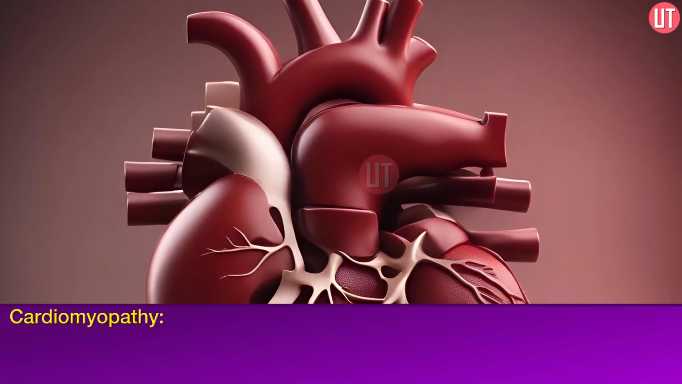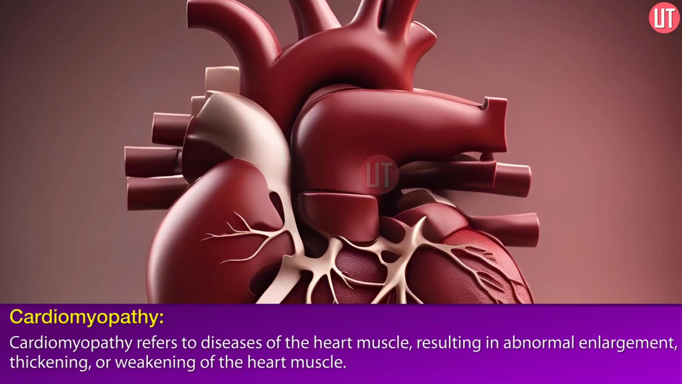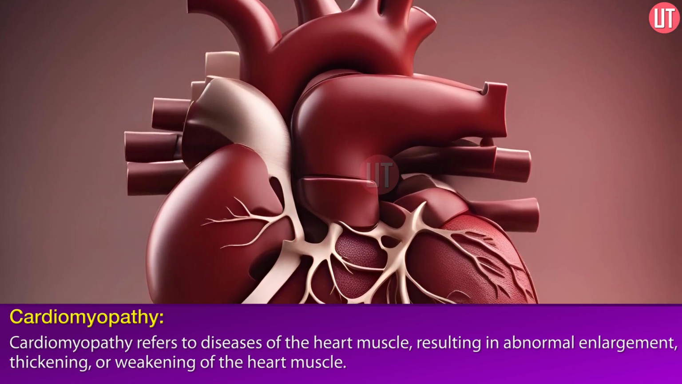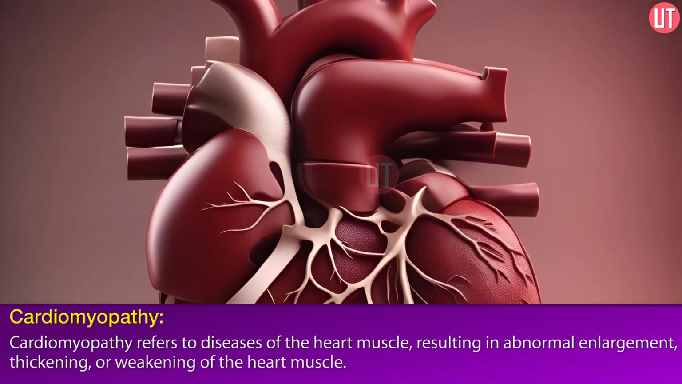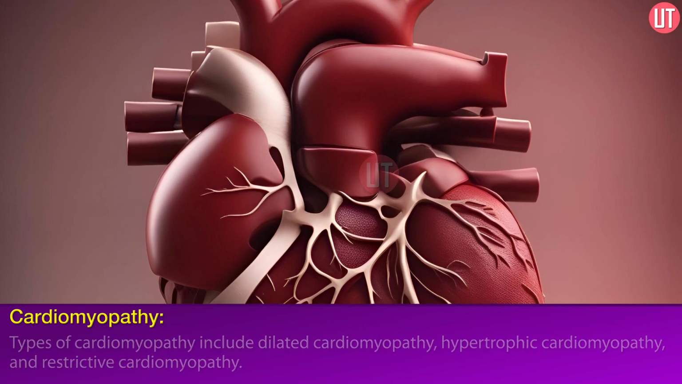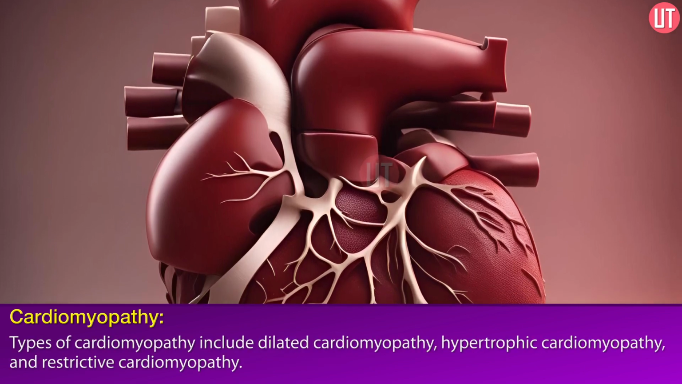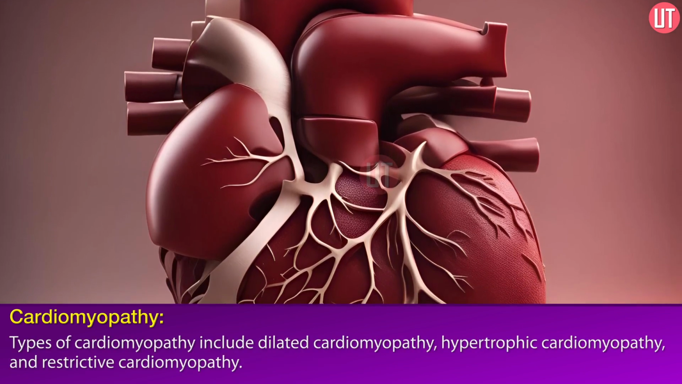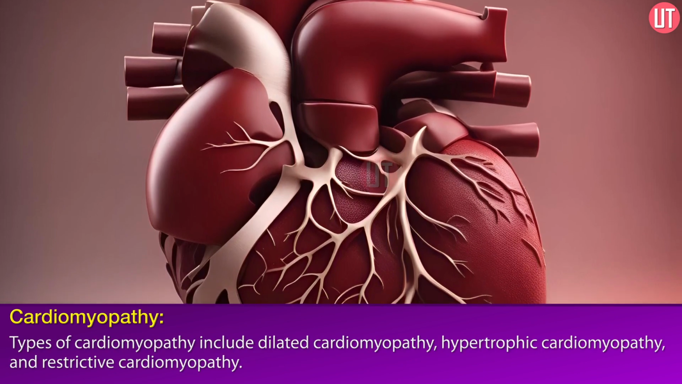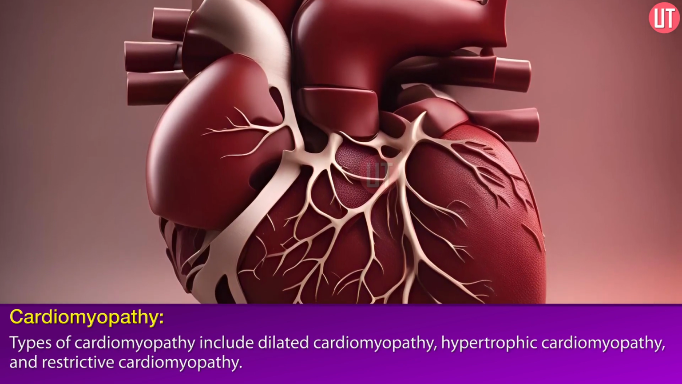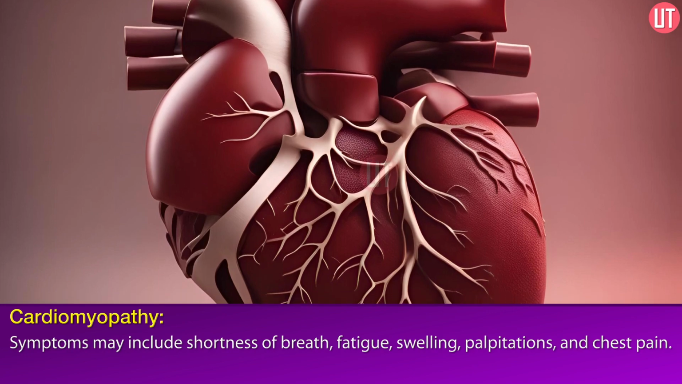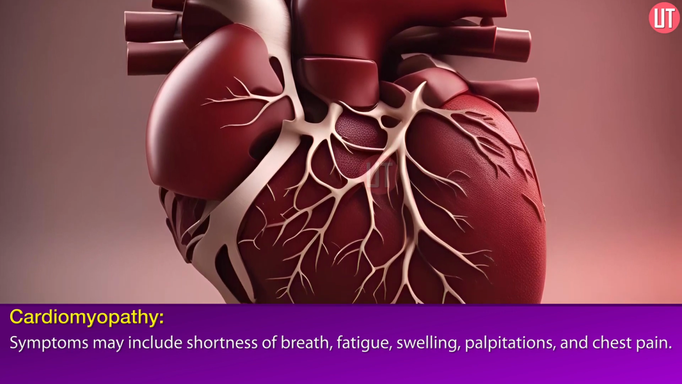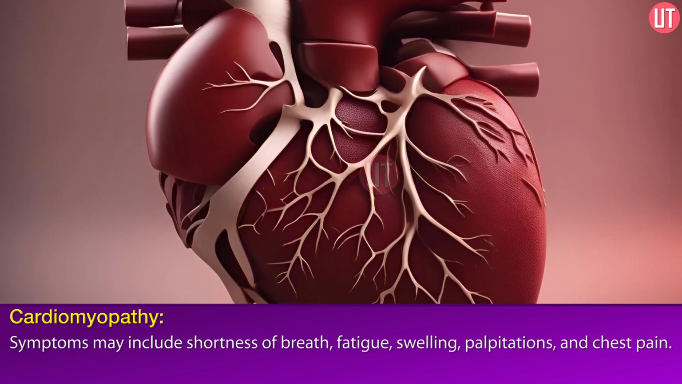Cardiomyopathy. Cardiomyopathy refers to diseases of the heart muscle, resulting in abnormal enlargement, thickening, or weakening of the heart muscle. Types of cardiomyopathy include dilated cardiomyopathy, hypertrophic cardiomyopathy, and restrictive cardiomyopathy. Symptoms may include shortness of breath, fatigue, swelling, palpitations, and chest pain.